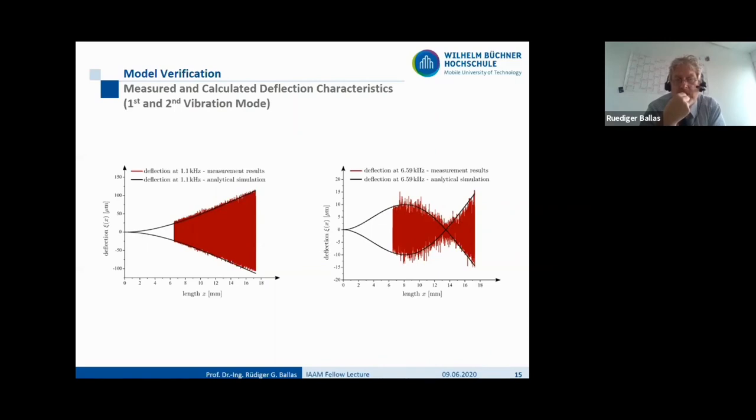And now you can raise your driving frequency. And if you raise your driving frequency, you will get a stage where the first vibration mode will disappear, and you have an overlay of the first vibration mode, the second vibration mode, but also the third, fourth, fifth, but they are very, very small in amplitude. And you see here we have really around 10 microns in amplitude at 6.59 kilohertz.